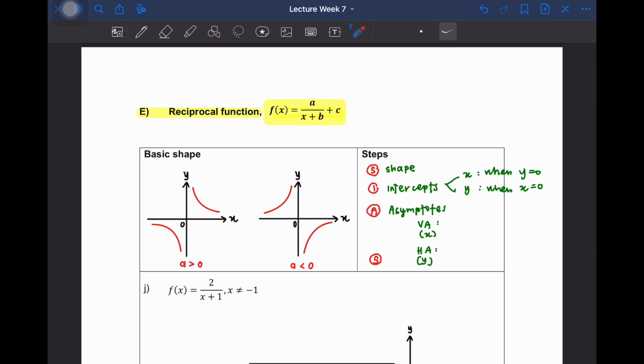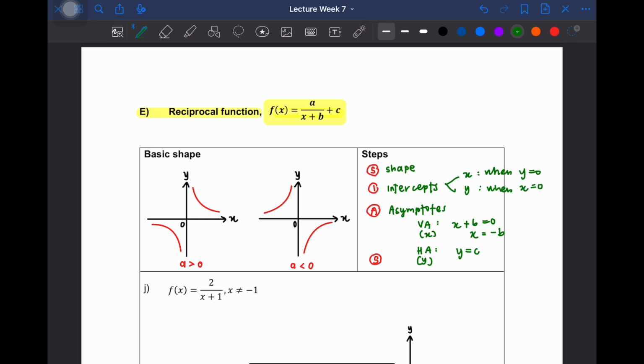So apa yang awak perlu buat adalah awak akan ambil sahaja yang dekat bawah sini, x plus b ni, awak buat dia equal to 0. You just do it, x plus b equal to 0. Dan awak akan terus dapat x is equal to negative b. Kasih pindah sahaja, tinggalkan x sebagai subjek. Okay, kalau horizontal asymptote lagi senang. So kita akan ambil yang di belakang sini. So means that horizontal asymptote awak adalah y equal to c.